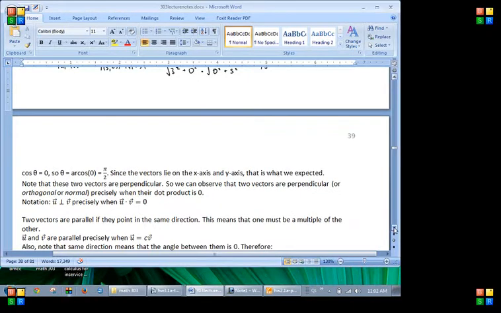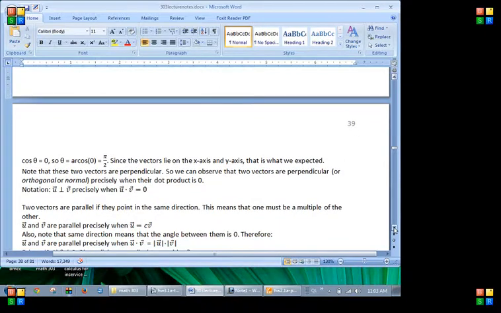Also note that if two vectors are in the same direction, that means the angle between them is 0. So u and v are parallel precisely when the dot product is the product of the norms. To be precise, the angle between them could be forwards or backwards. The angle could be 0, but it could also be pi. In the case that it's pi, you'd actually have a negative sign in front.